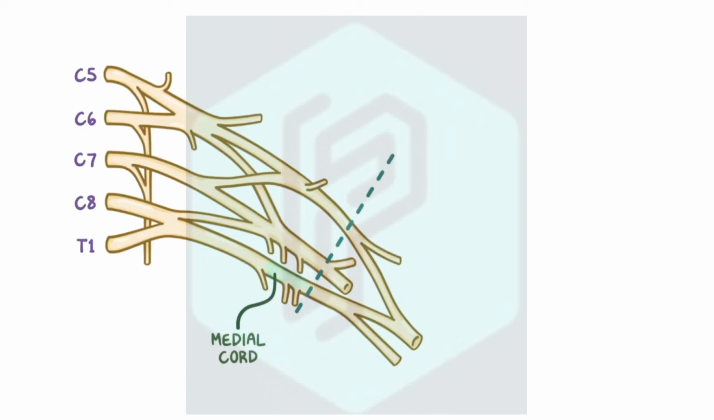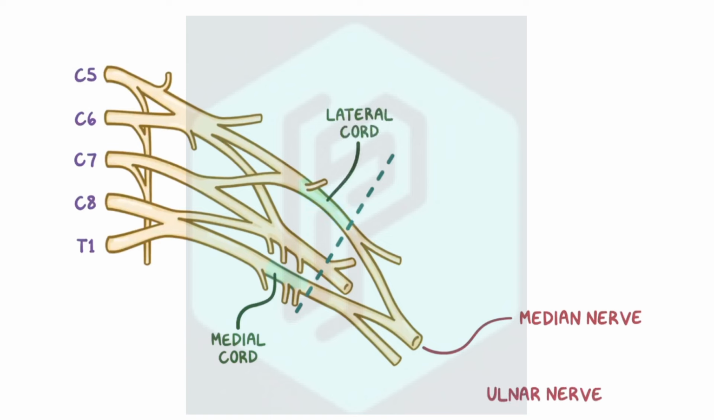Finally, the medial cord gives rise to 2 terminal branches, which are the median nerve, which is formed by merging with the lateral cord, and the ulnar nerve, which is made up of contributions from C8, T1, and occasionally C7.